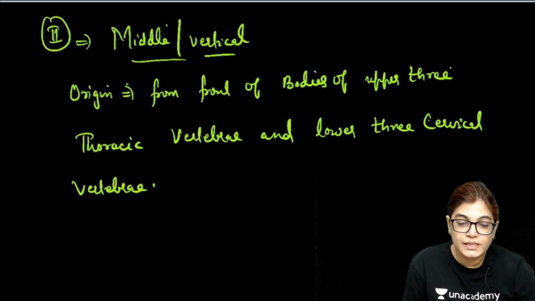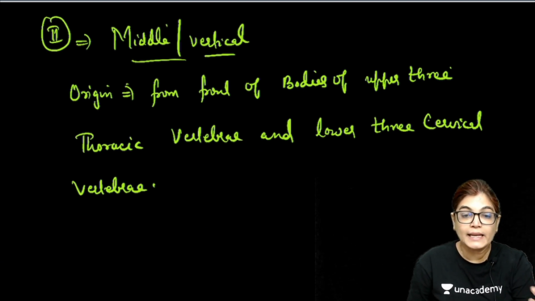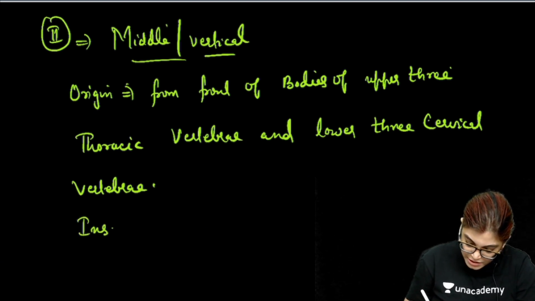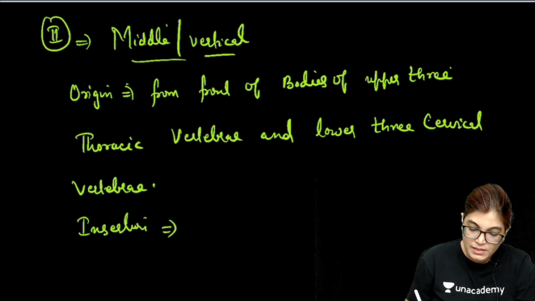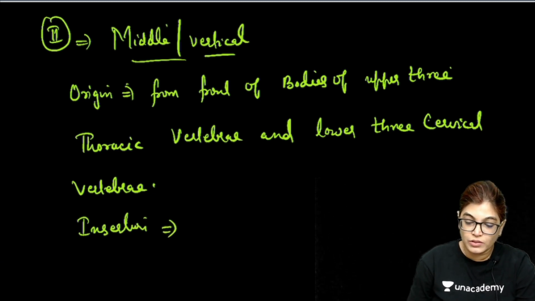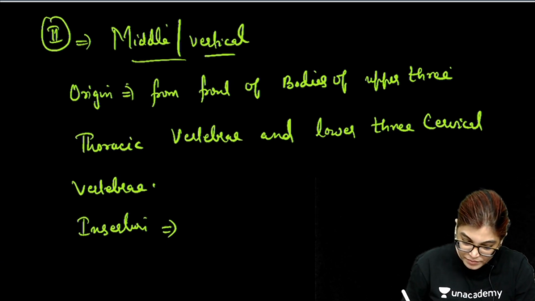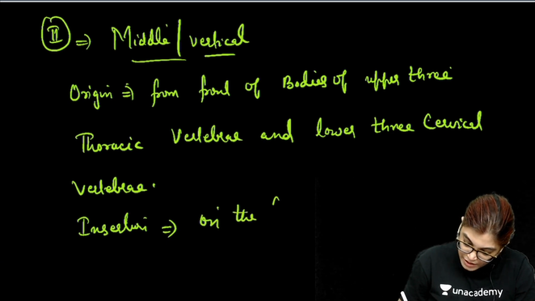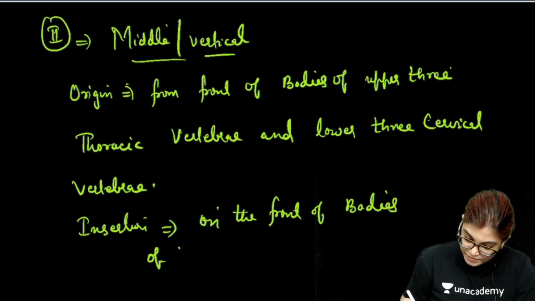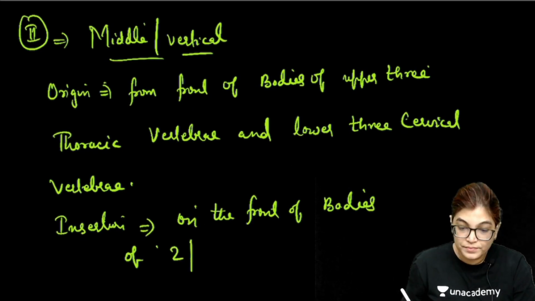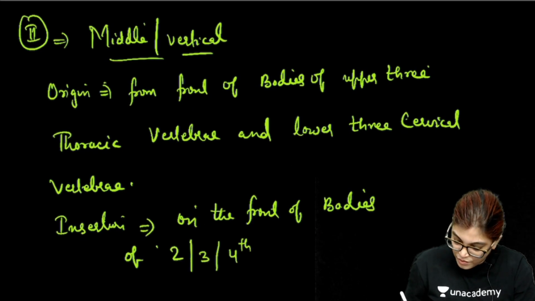So this is the origin, and the vertical part of longus coli muscle ascends. If we talk about insertion, these fibers ascend up to be inserted onto the front of the bodies of the second, third and fourth cervical vertebrae.